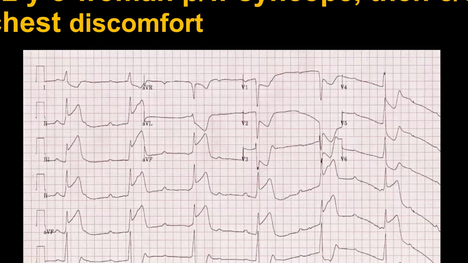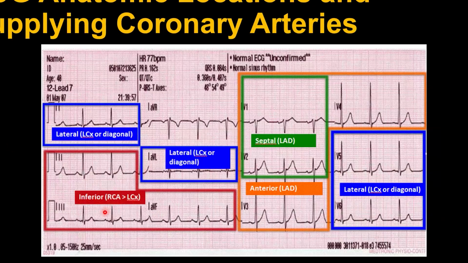And that's because what you can see here is ST elevation in leads 2, 3, and AVF, which are consistent with an inferior myocardial infarction. So these are the ECG anatomic locations and supplying coronary arteries of infarction. So 2, 3, and AVF is inferior.